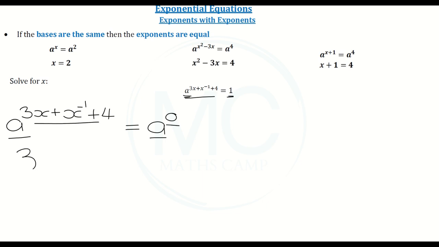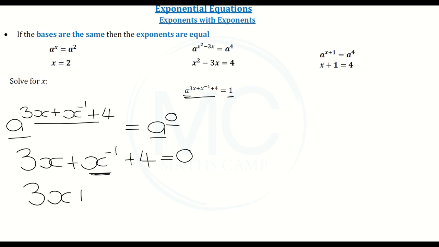Now our bases are the same, which means our exponents are equal. So we can say 3x plus x to the power of negative 1 plus 4 is equal to 0. And now we can solve for x. Let's first get rid of this negative exponent over here. So we can say 3x plus 1 over x plus 4 is equal to 0.